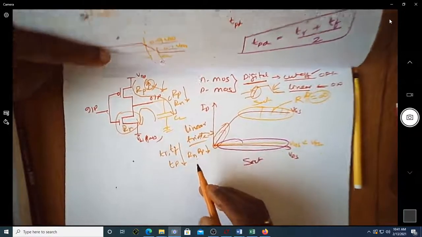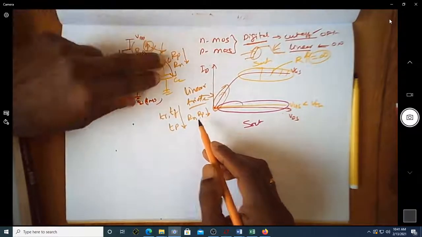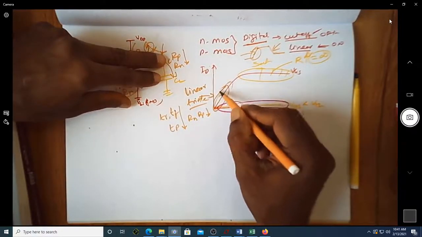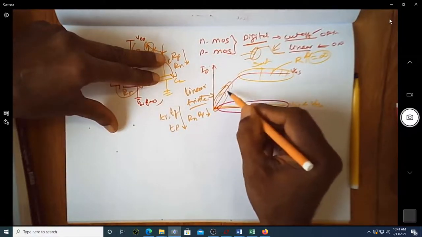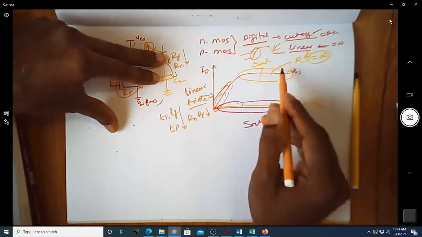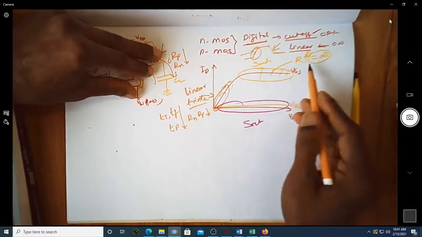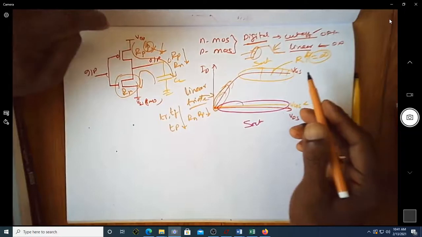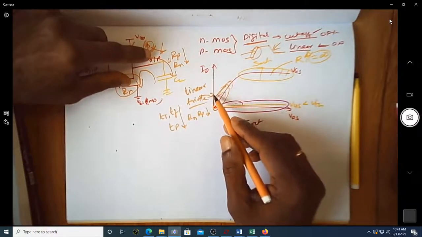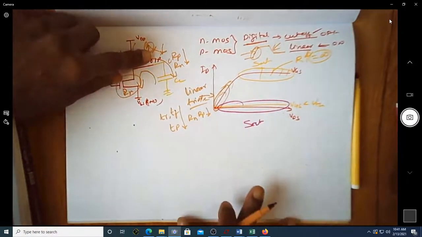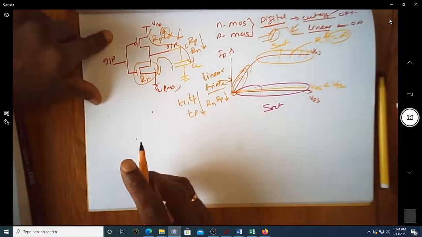Since RN and RP have to be less, they have to be operating in this linear region, because you can see the slope is finite here. Here the slope is almost 0. Since the slope is 0, the resistance is very high, which is not the desired thing. So the MOSFET has to operate in linear region for its digital operation.